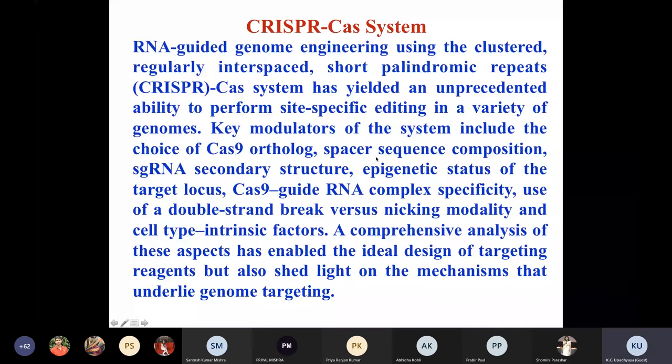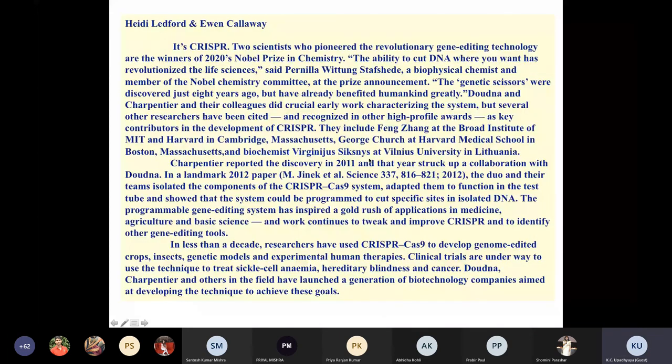I have quoted from what it says: two scientists who pioneered the revolutionary gene editing technology are winners of the 2020 Nobel Prize in Chemistry. The ability to cut where you want has revolutionized the life sciences. Basically, these two scientists, I'll come back to the genetic scissors, were Doudna and Charpentier and colleagues.